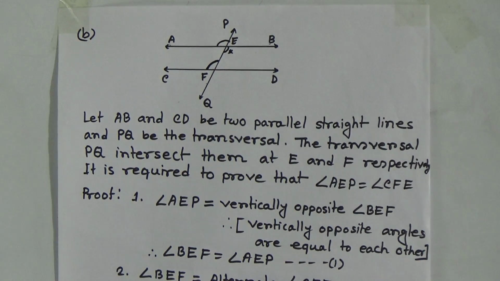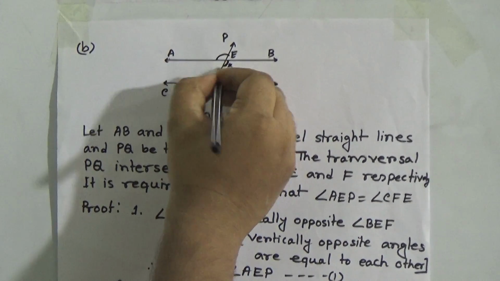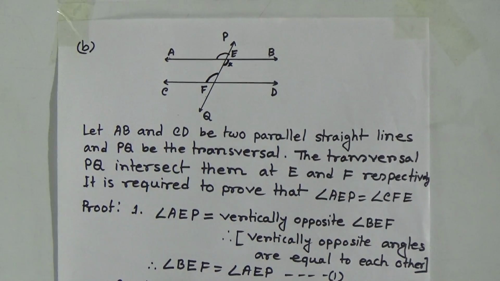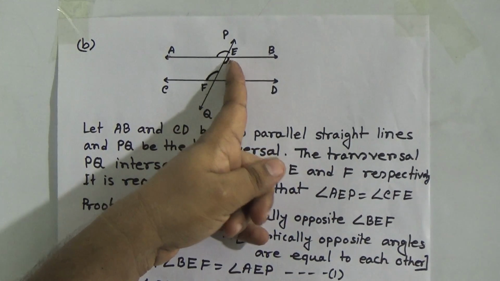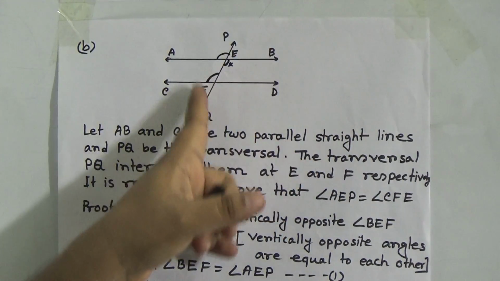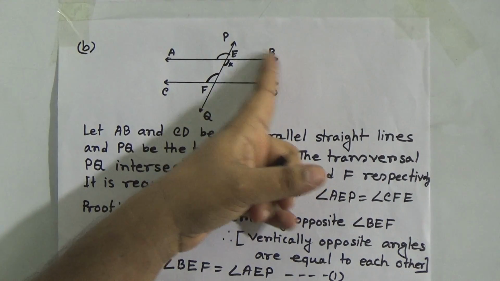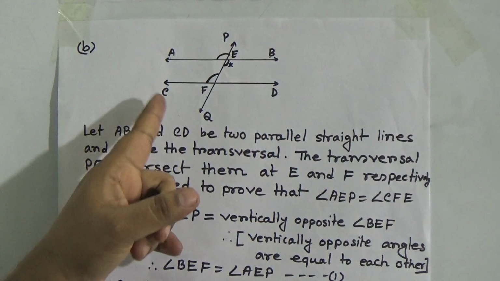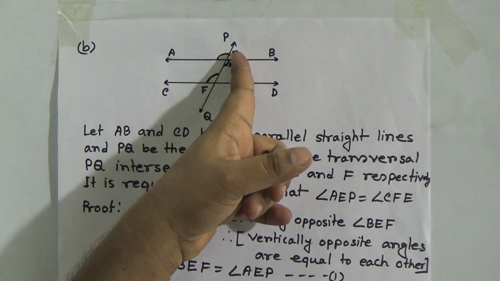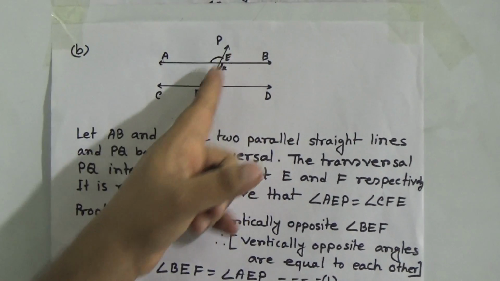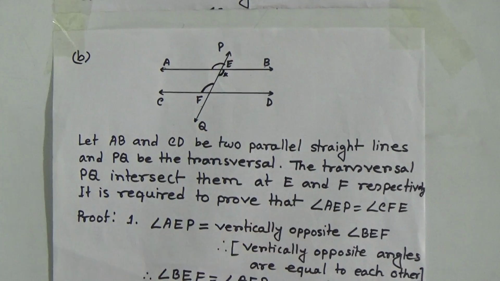My dear students, now notice angle BEF, this angle, equals its alternate angle. What is the alternate angle of BEF? The alternate angle of BEF is CFE. I repeat, the alternate angle of BEF is CFE.